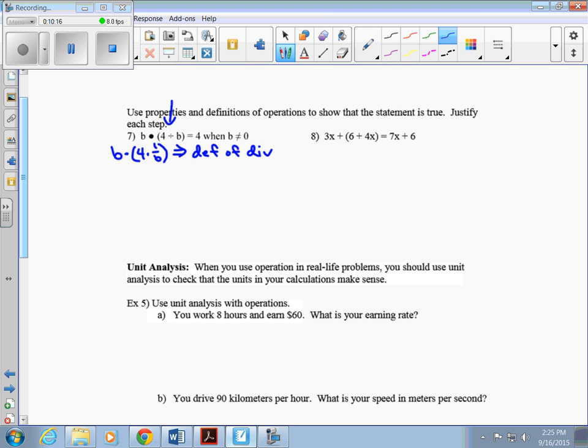Then I want to multiply B times 1 over B, but I can't do that as is, so I have to switch this. I switch the order in which I have my 4 and my 1 over B. That is the commutative property. I'm just going to abbreviate these: commutative property of multiplication. Now I want to put the B and the 1 over B together, so we're going to write it like that. Now we switch the grouping, and if we switch the grouping, that's the associative property.